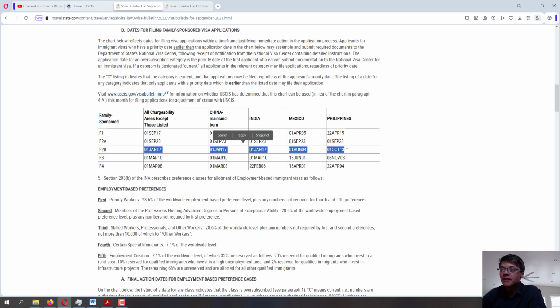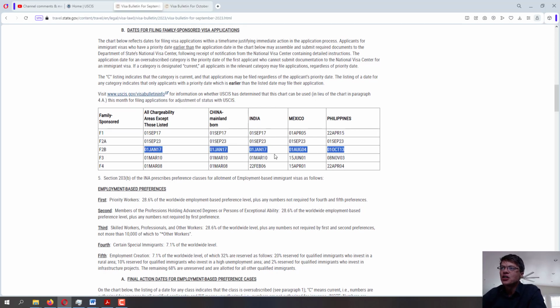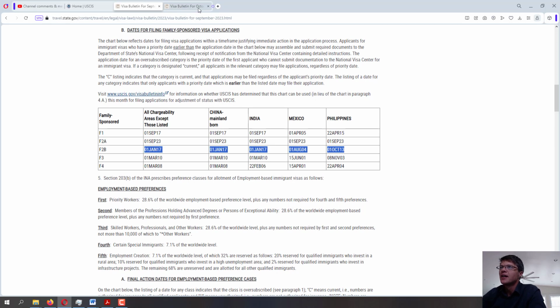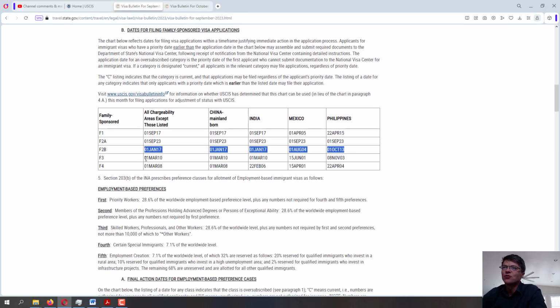Now F2B, there's quite a long wait time. Let's see if there's any movement for F2B. January 17 on the September. On October, January 17. For Mexico is August 2004. So no movement for F2B, unfortunately, on the graph B in October.